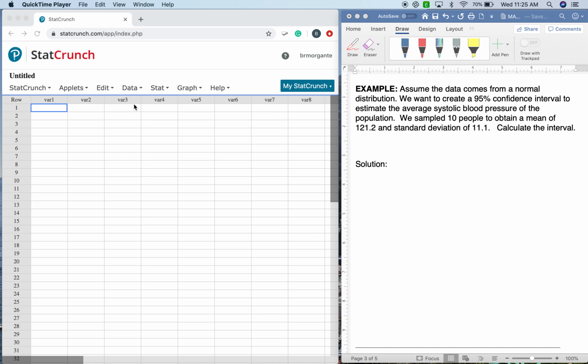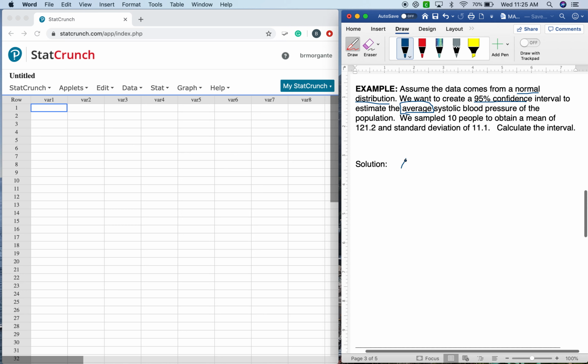In this video, we are going to estimate the mean with confidence intervals. So first off, we want to assume that the data comes from a normal distribution, so this satisfies our conditions. And we want to create a 95% confidence interval. And we want to estimate the average systolic blood pressure. So here we want to estimate the population mean.